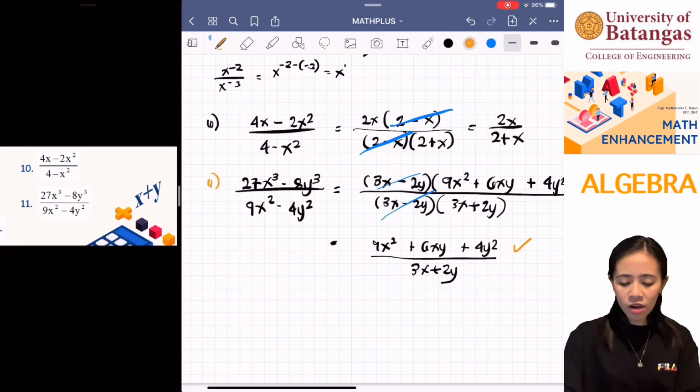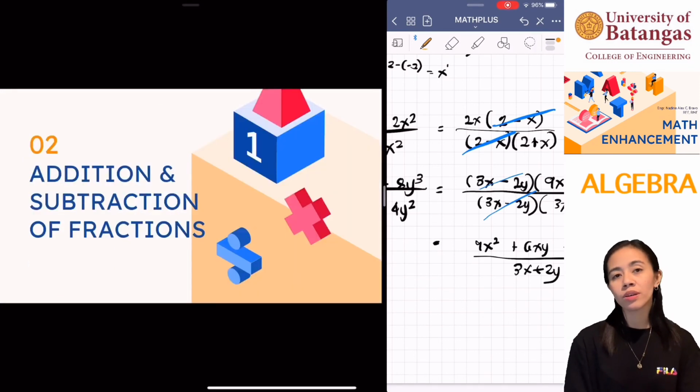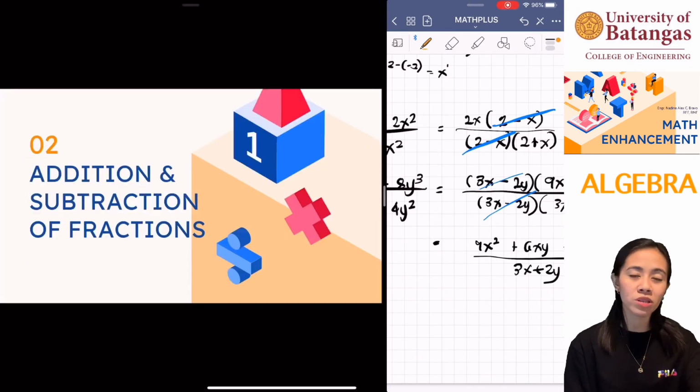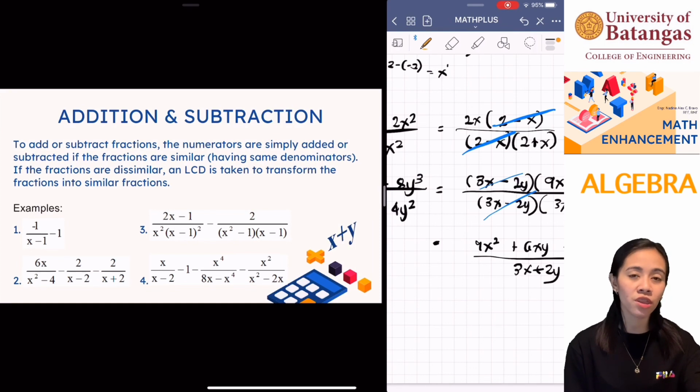So, if we now know how to simplify our fractions, then pwede na tayo mag-proceed with the different operations, basic operations that we can do with our fraction. And to start that, we have addition and subtraction. So, of course, kagaya ng polynomials, kapag nag-add or subtract tayo ng fractions, kailangan similar sila. So, sa polynomials, nasasabi natin na similar ang polynomials if they have the same set of literal coefficient, diba? Then we can operate addition and subtraction on them.